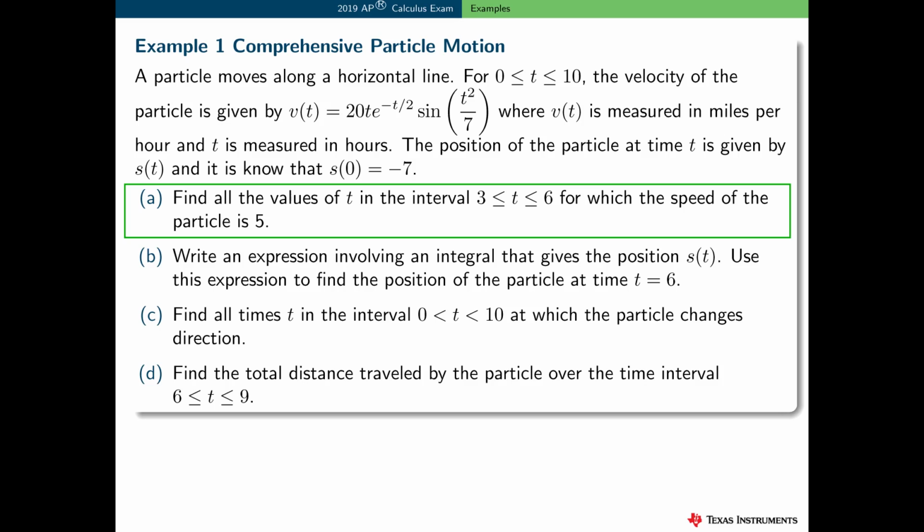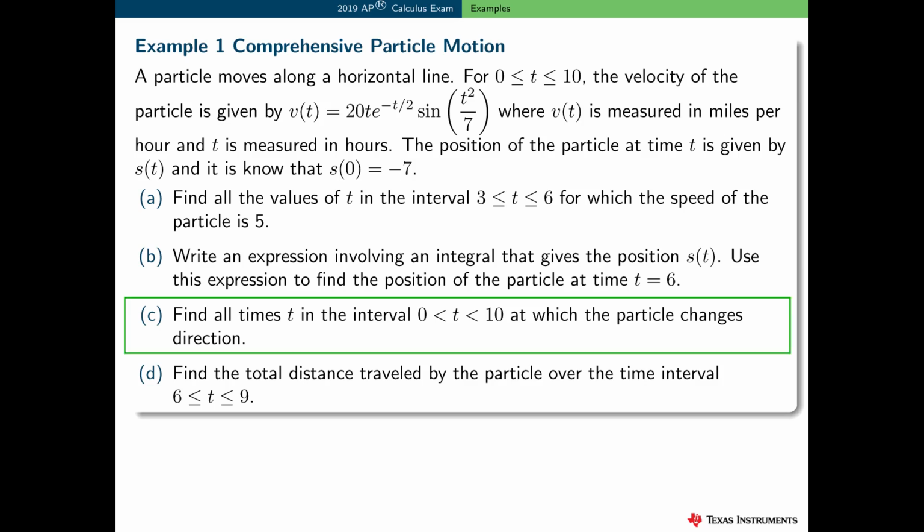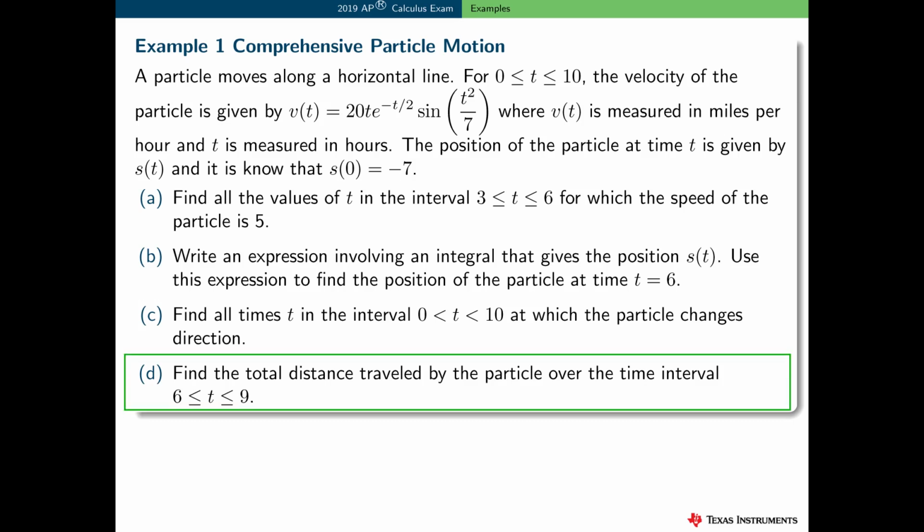Find all the values of t in this interval for which the speed of the particle is 5. Write an expression involving an integral that gives the position s of t, and then use this general expression to find the position of the particle at time t equals 6. Find all times t in this interval at which the particle changes direction, and finally find the total distance traveled by the particle over this time interval.